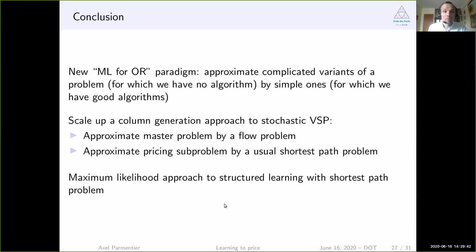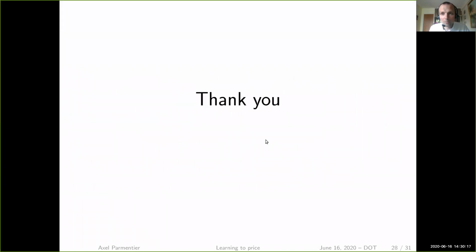And in conclusion, what we propose is a machine learning for operations research paradigm that enables us to approximate complicated variants of a problem by a simple one. In our case, a complicated stochastic path problem by a usual shortest path problem, or a master problem of a column generation by a flow problem. And how did we do that? We introduced a maximum likelihood approach that uses structured learning techniques to learn the approximation of the hard problem by the easy one. Thank you very much.